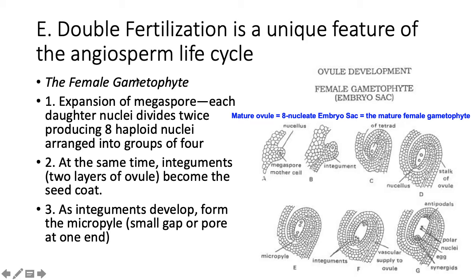At the end of this sentence, it says the nuclei are arranged into groups of 4. Here are 4 cells here, and the other 4 are on the opposite ends of the pole. So that's step 1. Step 2.